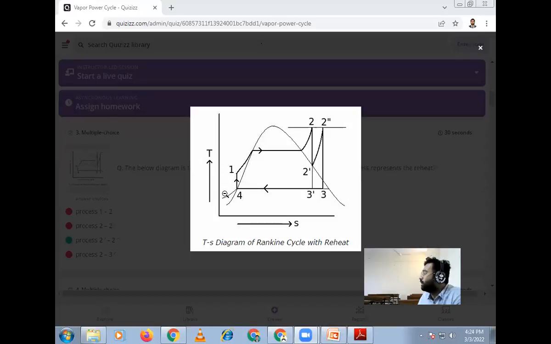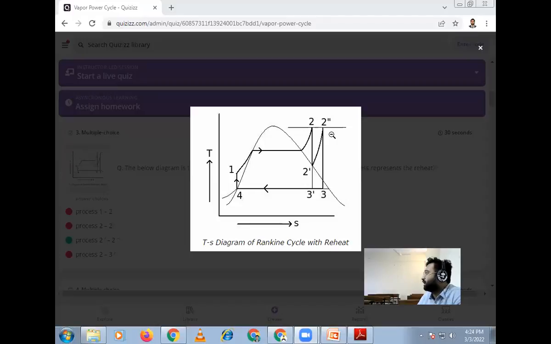What is 4 to 1? Feed water pumping. Use specific words. Feed water pumping. 1 to 2 is what? Heat addition. Constant pressure heat addition in boiler. Specific word: constant pressure heat addition in boiler. What is 2 to 2 dash? It is a high pressure expansion. High pressure turbine expansion. First, expansion will happen in the high pressure turbine. What is 2 dash to 2 double dash?